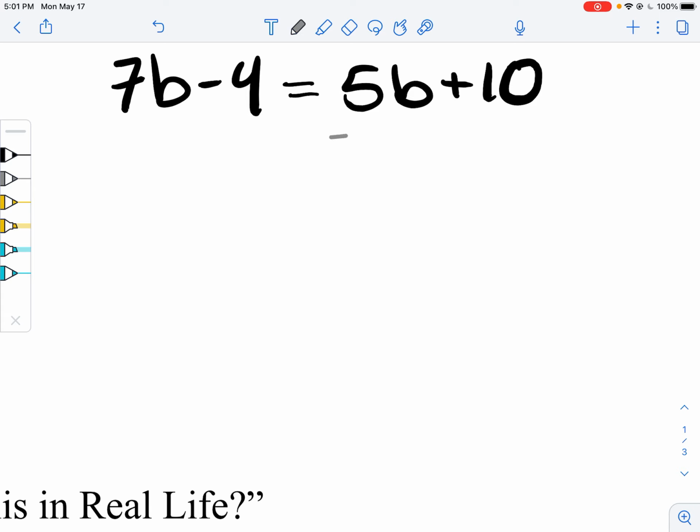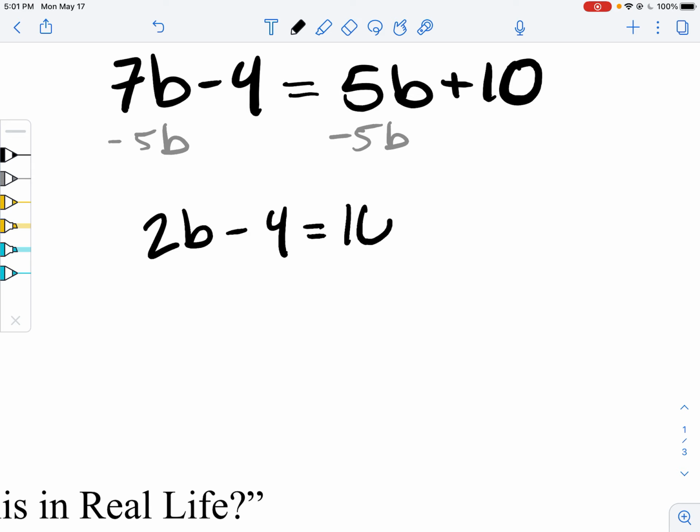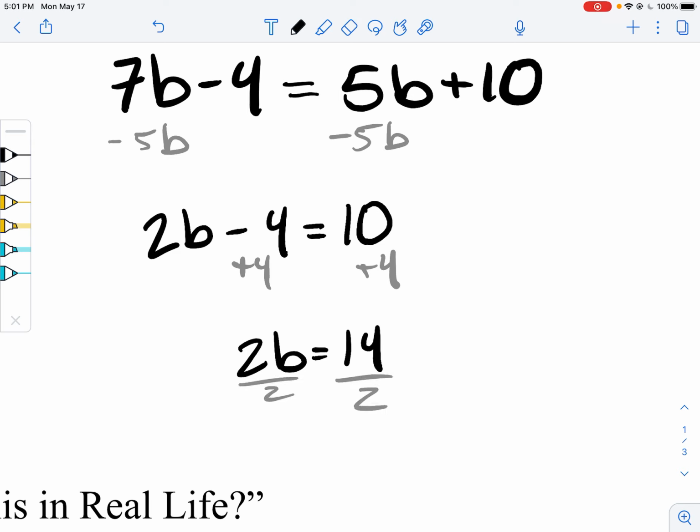My first step is to get all the variables on the same side. So we make Hamlet proud by going to b, or not to b, that's the joke: 2b minus 4 equals 10. Then to undo that minus 4, we add 4, so we get 2b equals 14. We're almost there. To undo that 2 times b, we'll divide by 2, so we get b equals 7. And now we need to check.